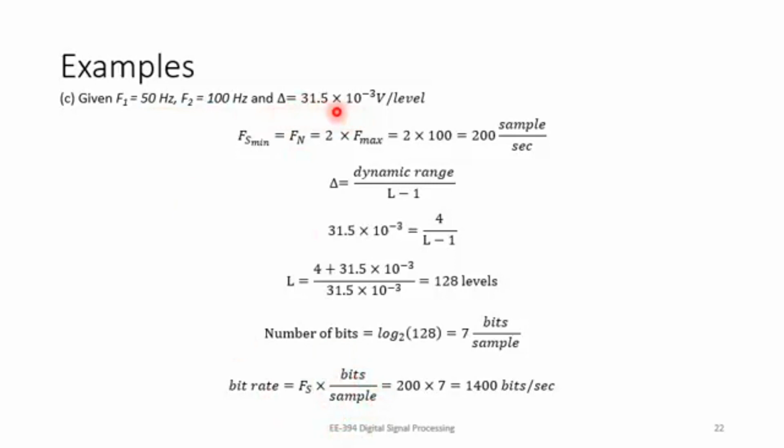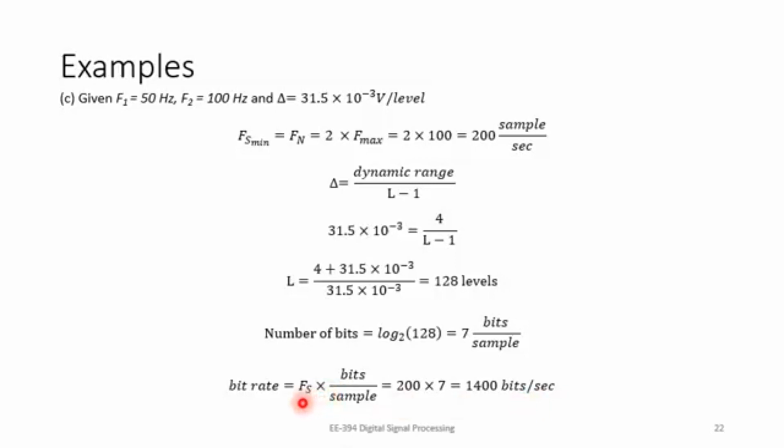So using delta equal to dynamic range over L - 1, we place the value of delta and the value of dynamic range. We find L, which comes out to be 128 levels. For 128 levels, this requires 7 bits per sample. So 7 multiplied by 200 gives us 1400 bits per second, which is slightly less than 1600 bits per second as in the previous case.